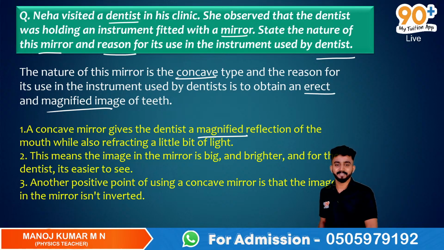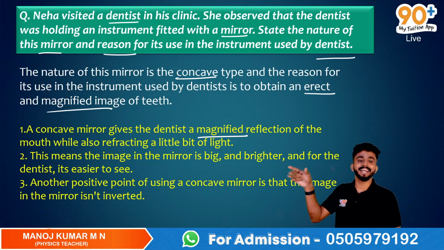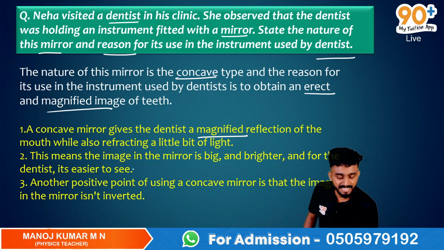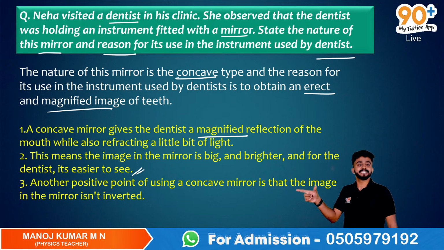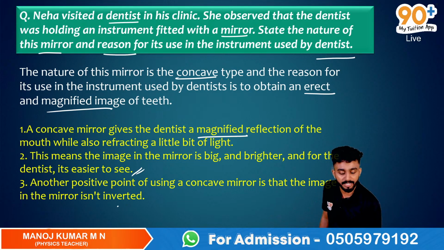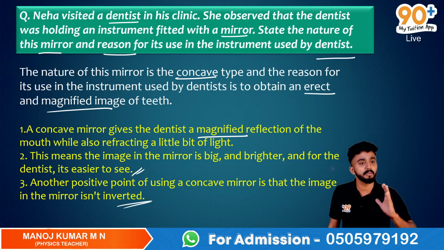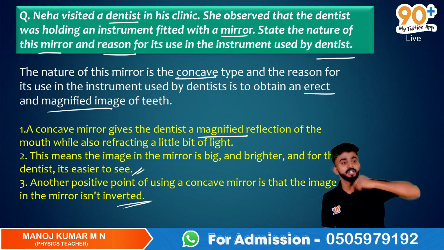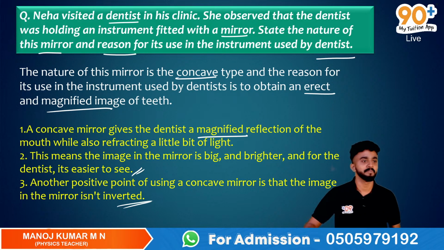Yes, you're bad, correct. This means the image in the mirror is big and brighter, and for the dentist it's easier to see, isn't it? Another positive point of using a concave mirror is that the image in the mirror isn't inverted. It won't be inverted in this case, isn't it? If you're keeping the object within the focus, it will be a vertical erect image, it will not be inverted. Yes, germs will be there in your teeth, Badra. Correct. Yes, Shivanya, yes. Understood, guys?